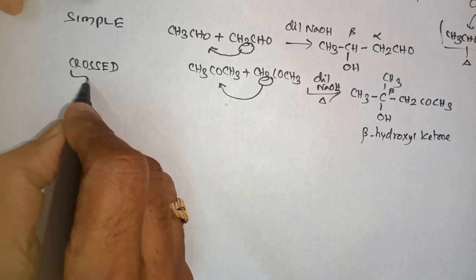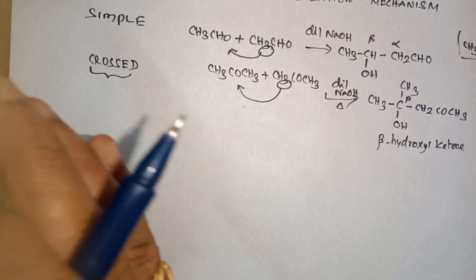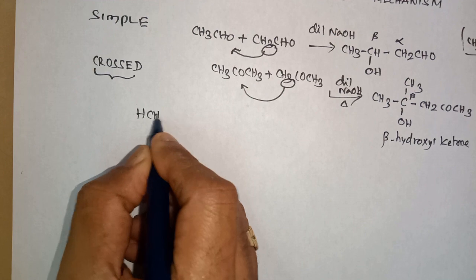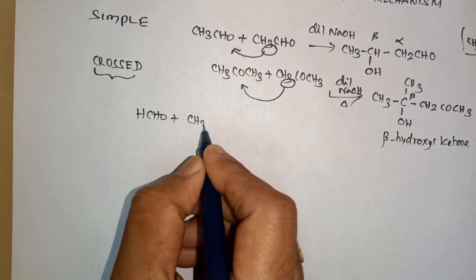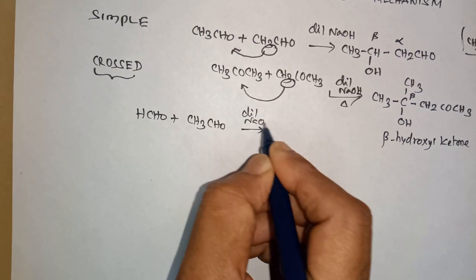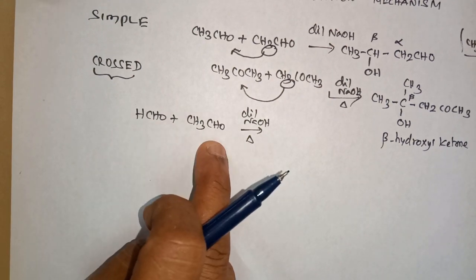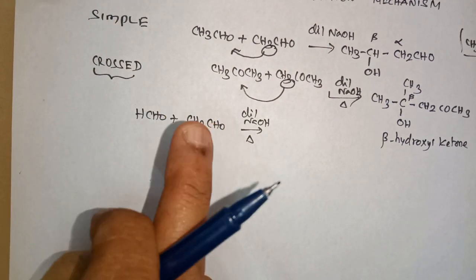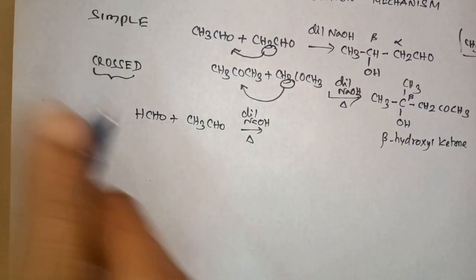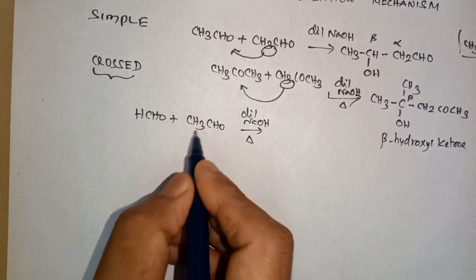Then if I take crossed, it means two different compounds. I take one aldehyde with another aldehyde. For example, I take formaldehyde with acetaldehyde. You see the condition, what is the condition? Dilute NaOH, we need to heat it. Between these two compounds, one must have alpha hydrogen. We don't bother whether the other compound has alpha hydrogen or not. One compound must have alpha hydrogen. You see, it has alpha hydrogen. Then how to write?